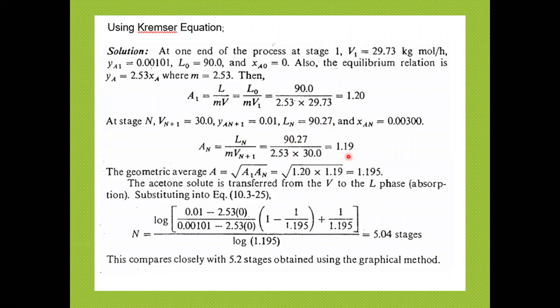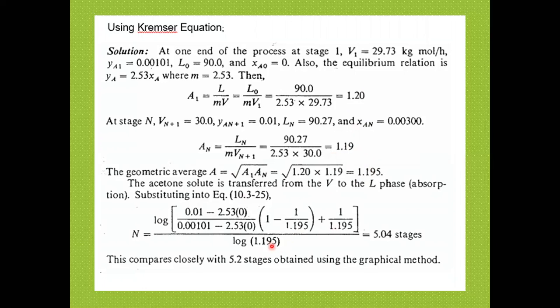You have noticed there is a slight difference in the value of the absorption factors, meaning that our operating line is not really that straight, but more or less the approximation in the graphical approach is okay, because more or less this is a straight line with a difference in the slope of 0.01 of the bottom and the end of that line. So we need to get the geometric mean of these two, and that would be 1.195. The rest would just be a matter of substitution to the formula.